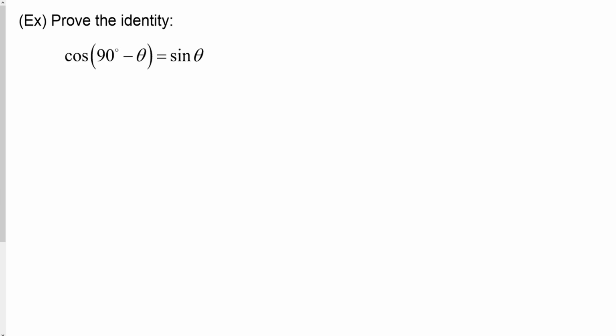All right, lastly, another proof of an identity. So we've seen this identity in the past. Cosine of 90 degrees minus theta is equal to sine of theta. But we can actually prove this in a little bit more rigorous manner than what we did in the past by using the sum and difference identities. So we know cosine of x minus y is cosine x cosine y plus sine x sine y.